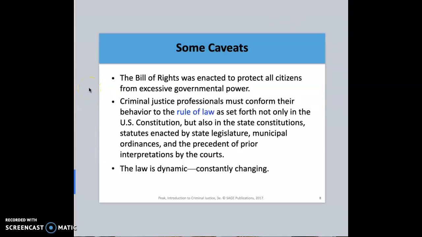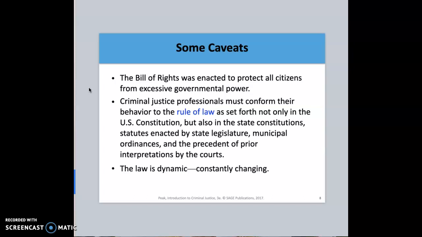Some other caveats: the Bill of Rights was enacted to protect all citizens from excessive governmental powers. Criminal justice professionals must conform their behavior to the rule of law as set forth not only in the U.S. Constitution, but also in the state constitutions, statutes enacted by state legislatures, municipal ordinances, and the precedent of prior interpretation by the courts. So that's the basic principle of the rule of law. Something you need to pay attention to. Highlight that in your notes or whatever the case may be, but just pay attention to that concept related to the rule of law.